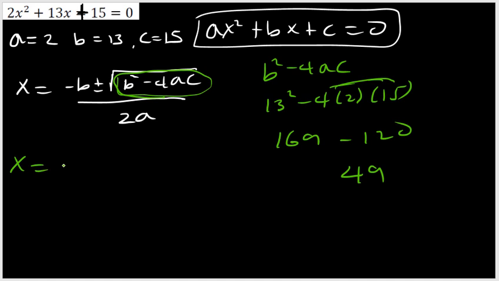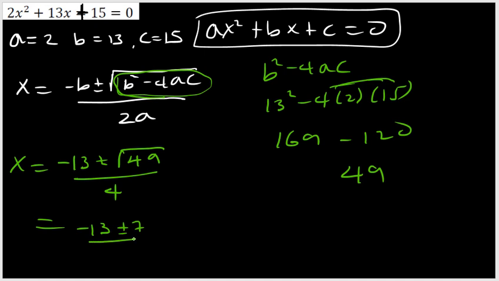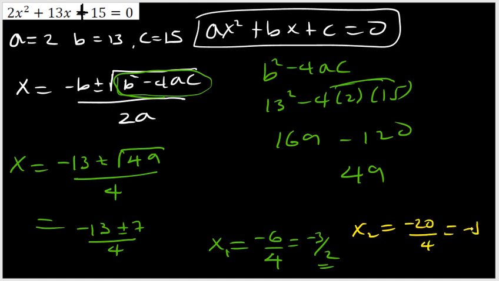So x is equal to negative b, which is negative 13, plus or minus the square root of 49. We got it already. The whole over 2a means 2 times 2, that is 4. So that's going to be negative 13 plus or minus 7, the whole over 4. So one of the x values, x1, is negative 13 plus 7, which is negative 6 over 4. Negative 6 over 4 means negative 3 over 2. That's one answer. The other answer, x2, by minus: negative 13 minus 7 will be negative 20 over 4. That's going to be negative 5.